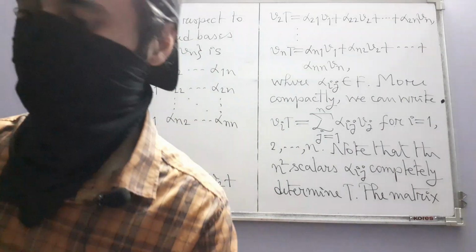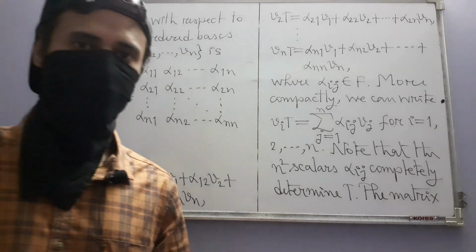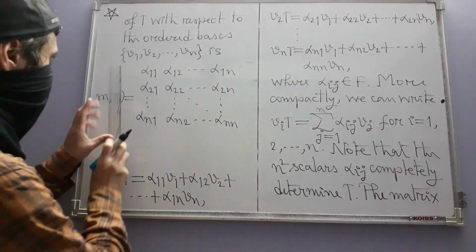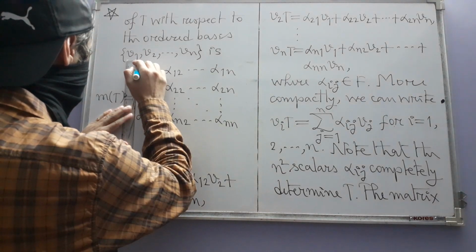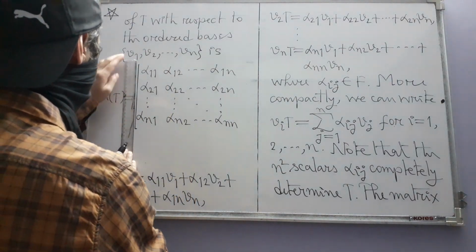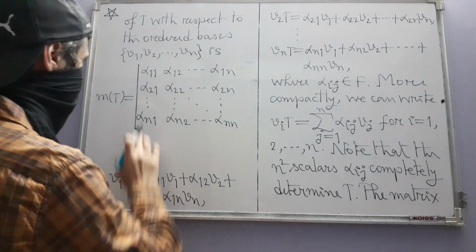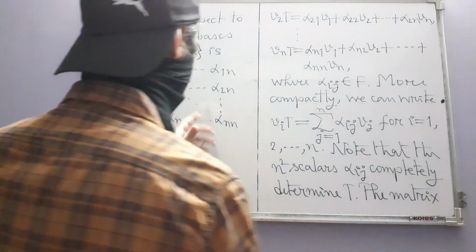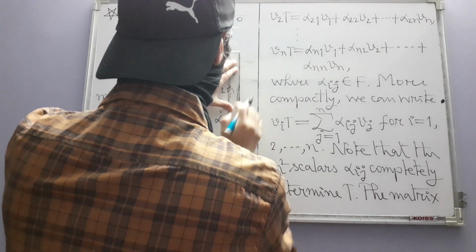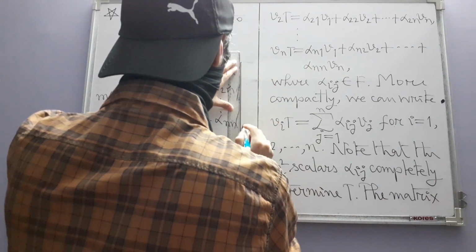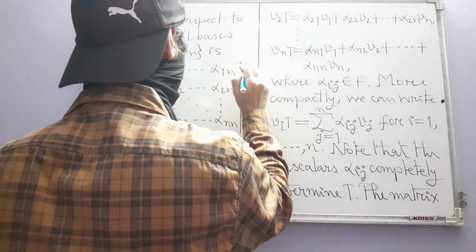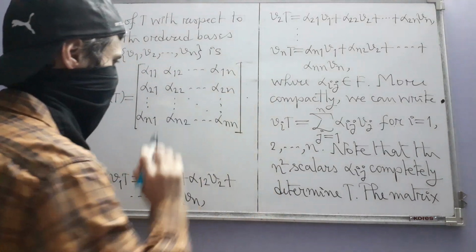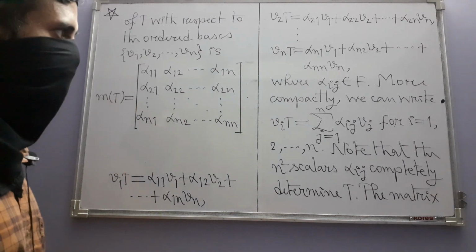Now to enclose the entries in a matrix, you can use either square brackets or round brackets. I prefer square brackets because they do not take much horizontal space. Round brackets tend to take a bit more horizontal space. But it's your own preference. You can use whatever you like. Both are allowed. Okay, so this is the matrix of T with respect to the ordered basis.